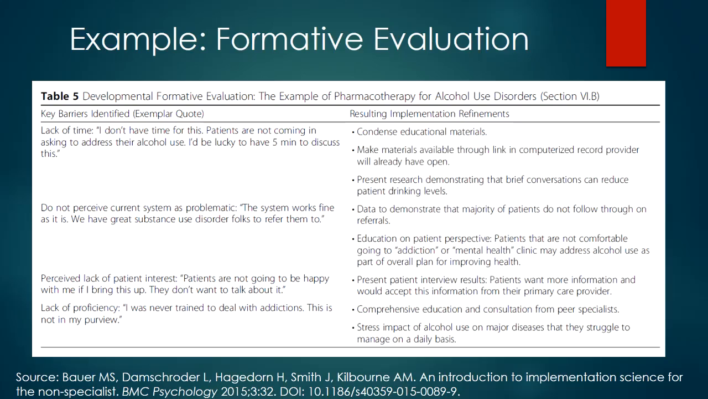So some of the changes that they made during the rollout of this implementation process were to condense the educational material, so cut down on the time required, and make materials available through a link in the computerized record that the provider would already have open, so that cuts down on the time of finding it. And then finally giving some evidence that brief conversations can reduce patient drinking levels, so they don't need to spend 5 minutes necessarily discussing it. So again, formative evaluation is just using information collected over the course of the rollout of the project to make it better.